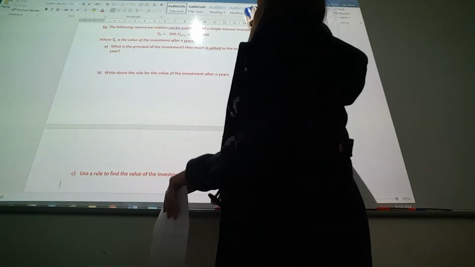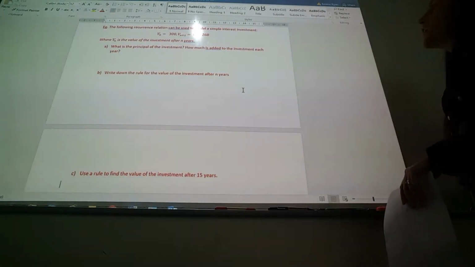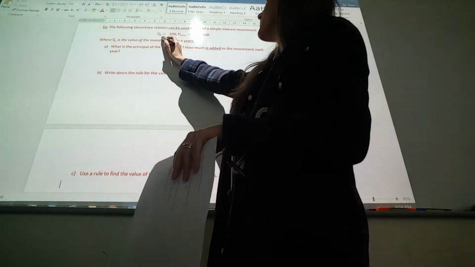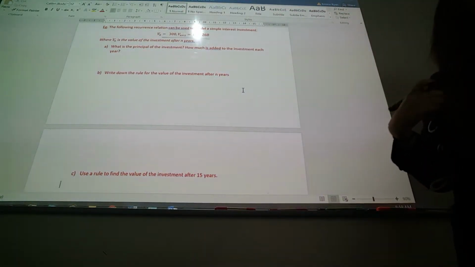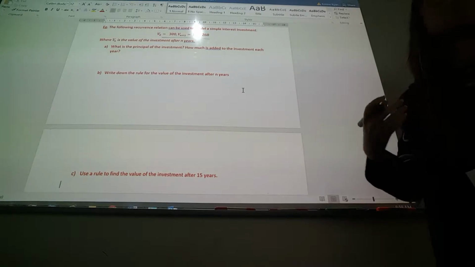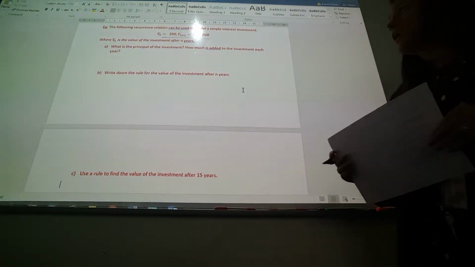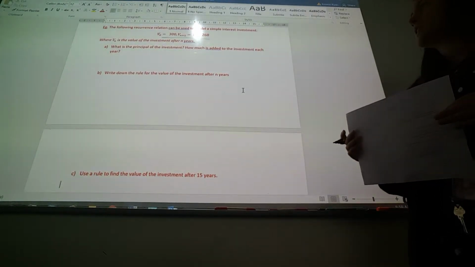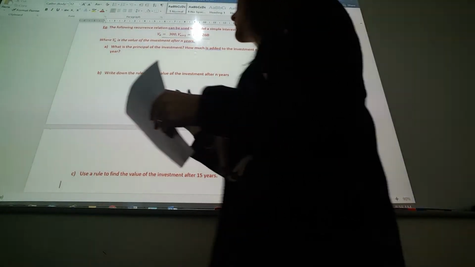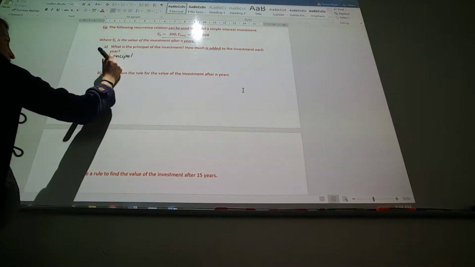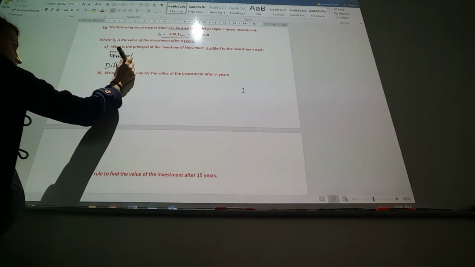Okay, so this one is saying the following recurrence relation can be used to model a simple interest investment. So they've given us the recursion relation, where Vn is the value of the investment after n years. So they're saying n represents how many years. It will usually be years, but sometimes it might be days or months, but generally it will be years. What is the principal of the investment and how much is added to the investment each year? So the two things they're asking for is what is our principal, so what are we starting with, and what is our difference, what are we going up or down by?